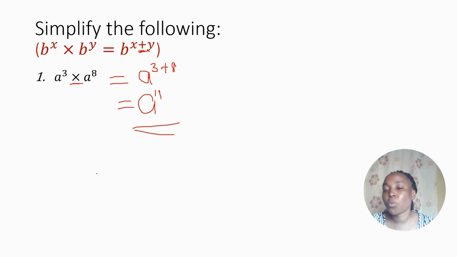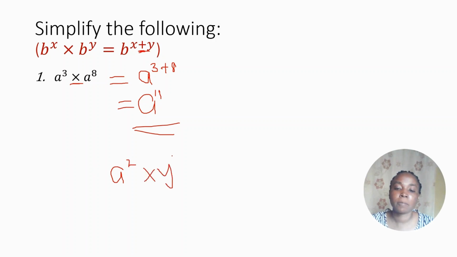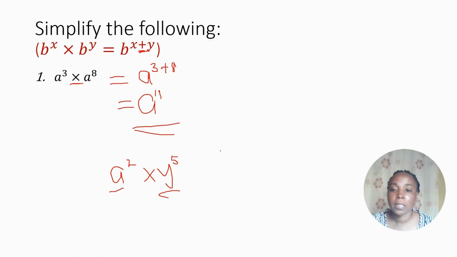Now, in a situation where I have a raised to power 2 times y raised to power 5, is the law of indices applicable here? If you have said no, you're correct. But if it is yes, you are yet to get the idea. The idea is that the value of the base must be the same. They must have the same base for us to be able to apply the rule.